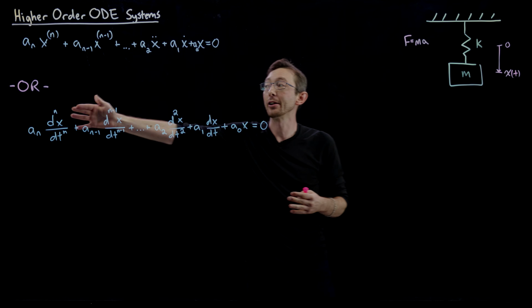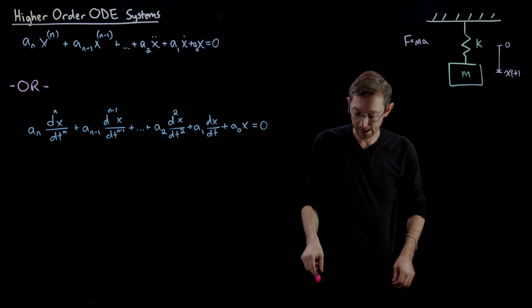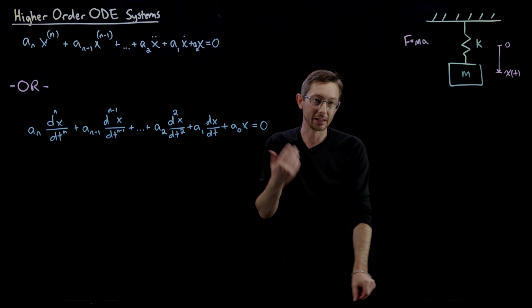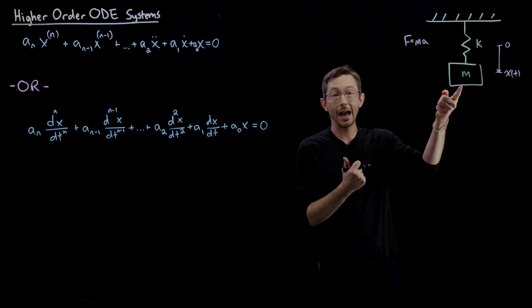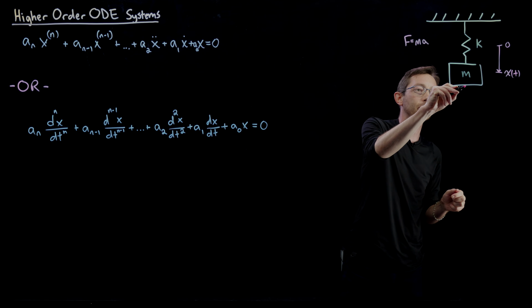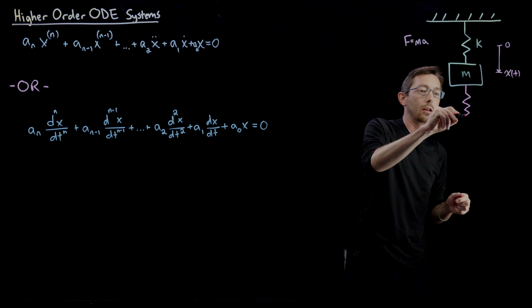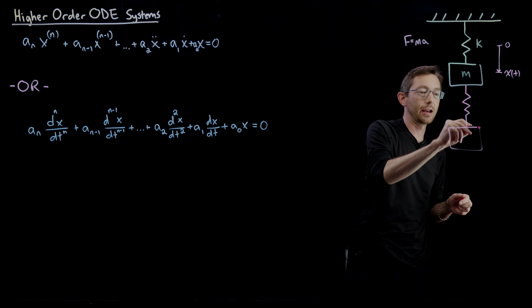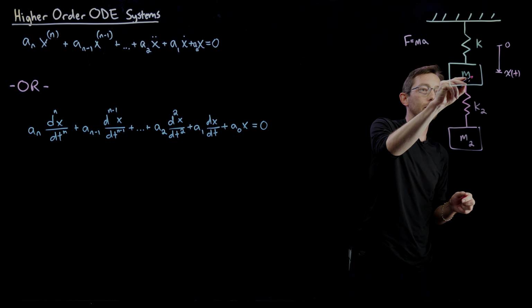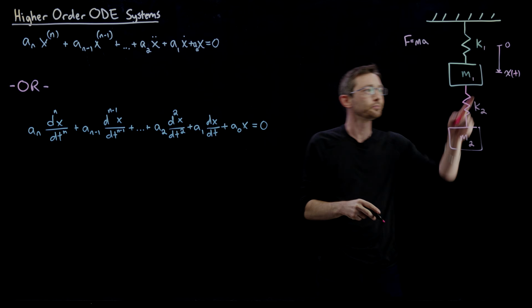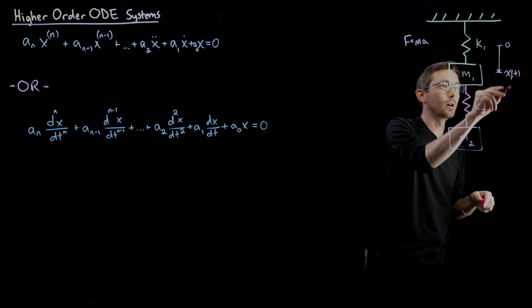How do I get these higher derivatives in a way that makes sense? And this is actually really, really simple. The easiest thing you could do is just add another mass. Okay, so add another spring, add another mass. So now this is m2, k2, m1, k1, and this will be x1.